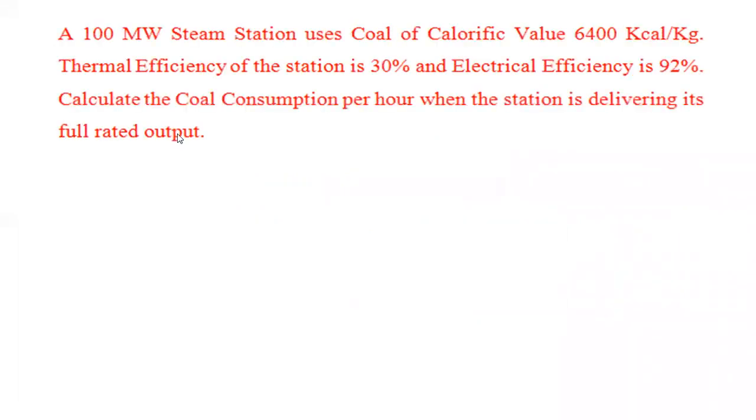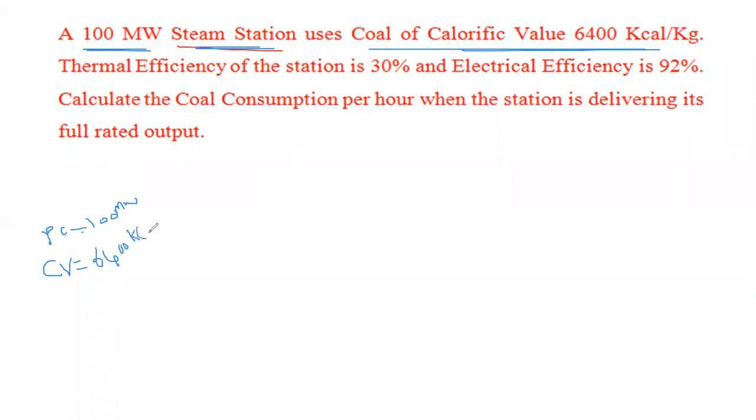And the next problem is a 100 megawatt steam station, that is the thermal power plant. The capacity of the power plant is 100 megawatt. The power plant's other name is steam station, or thermal power plant. The coal's calorific value is given as 6,400 kilocalorie per kg. The plant capacity is 100 megawatts.